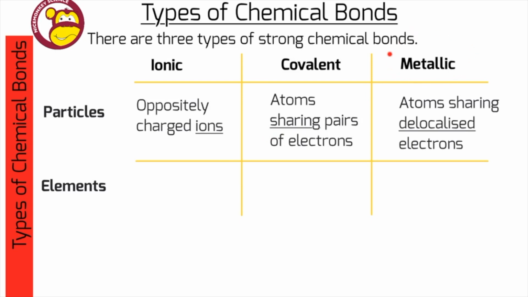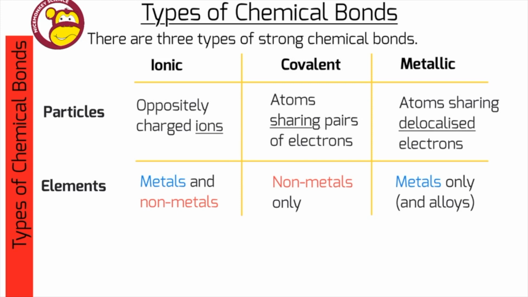Finally, we have metallic bonding. These are formed from atoms that share delocalized electrons. This word delocalized is used a lot by the exam board. It just means electrons that aren't attached to a particular atom, and you can think of it as free-floating electrons. So instead of whizzing around the central nucleus of the atom, they're just drifting between atoms.